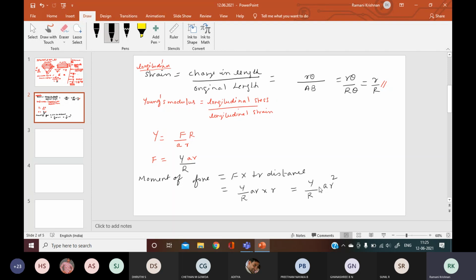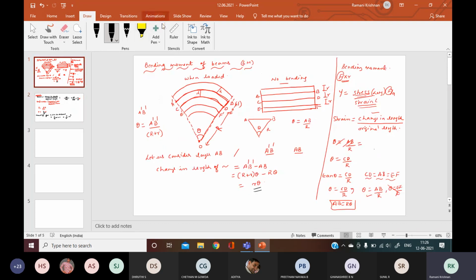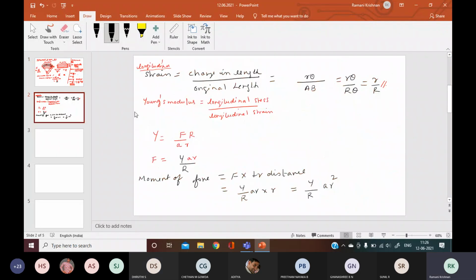Now see, A dash B dash is a changed area, a changed dimension, and AB was the original one. So now we are calculating the force acting on the beam due to that one layer AB. And why did we take the distance of this beam as small r? I'll show you this first diagram. This is the neutral axis. So we are taking the moment of force due to this A dash B dash only, about the neutral axis, and this is going to contribute to the beam also. If I complete this, you'll understand.